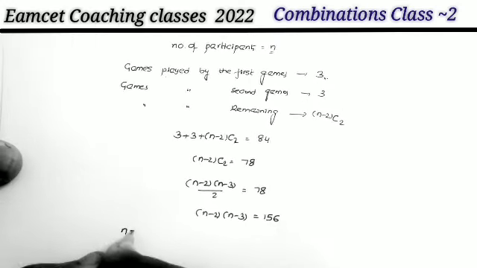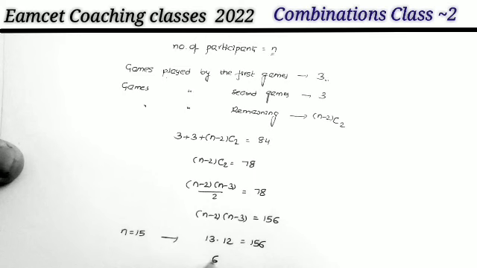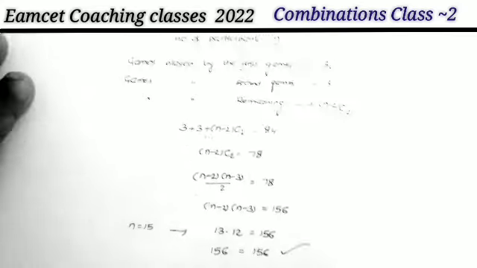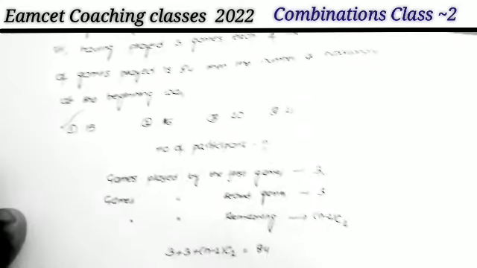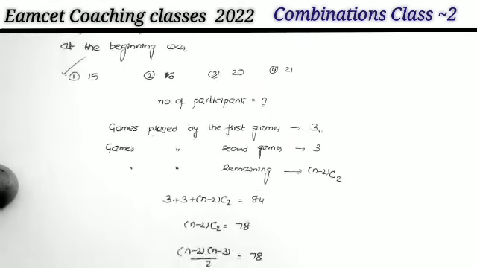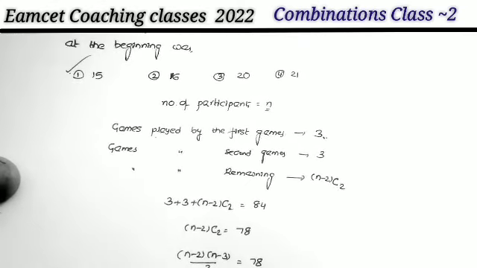At the first option we have n is equal to 15. Now substituting n is equal to 15 here: 15 minus 2 is equal to 13, 15 minus 3 is equal to 12, and 13 times 12 should equal 156. Doing the product here, 12 threes are 36, 12 ones are 12, giving 156. That is 156 is equal to 156. So n is equal to 15 satisfies the condition. Therefore n is equal to 15 is the correct answer. If you want to check the remaining options also, you can, but those are not satisfied here. This is the only option that satisfies the condition.